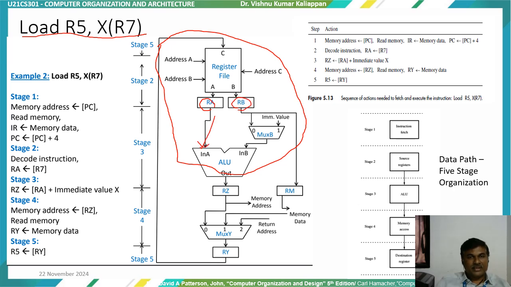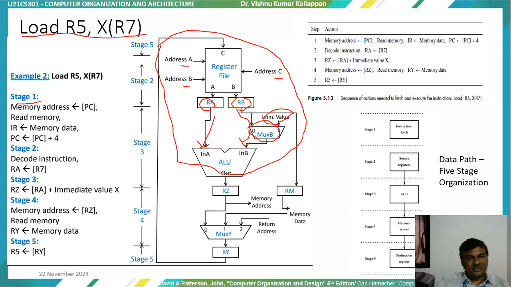RB is directly connected to in A of the ALU, and B is connected indirectly to in B through the MUX B, right? We know what the immediate value is, and what 0 and 1 are, and this particular register file. So this address A, address B and address C, and this instruction register holds the address where our data is. So let us see what happens in stage 1.